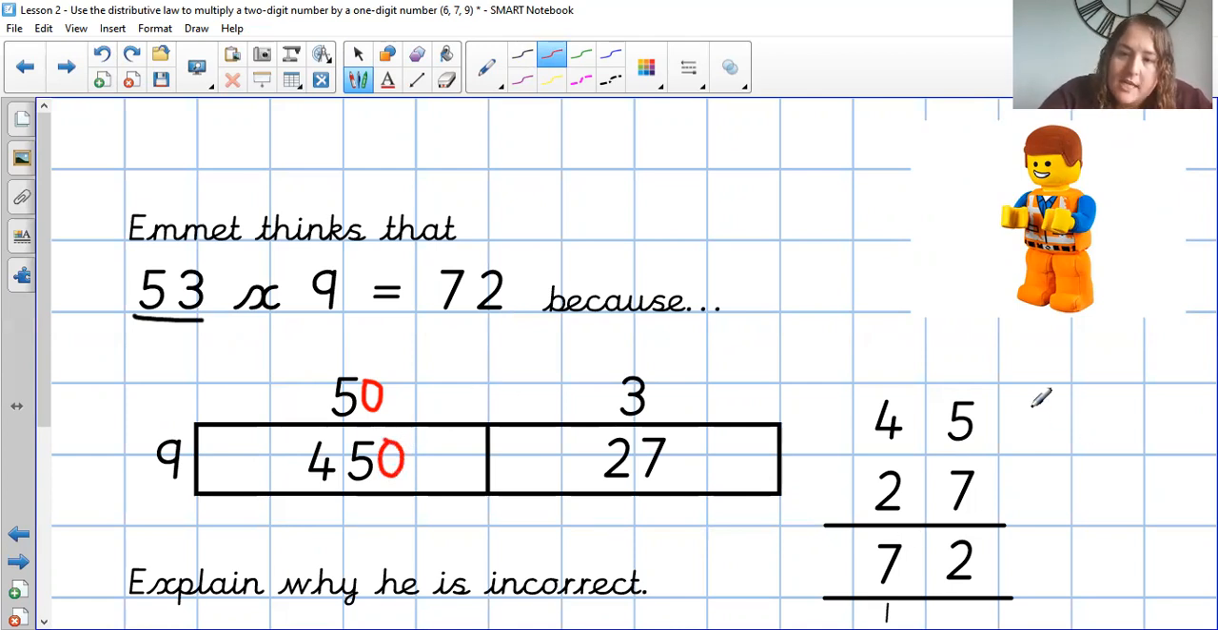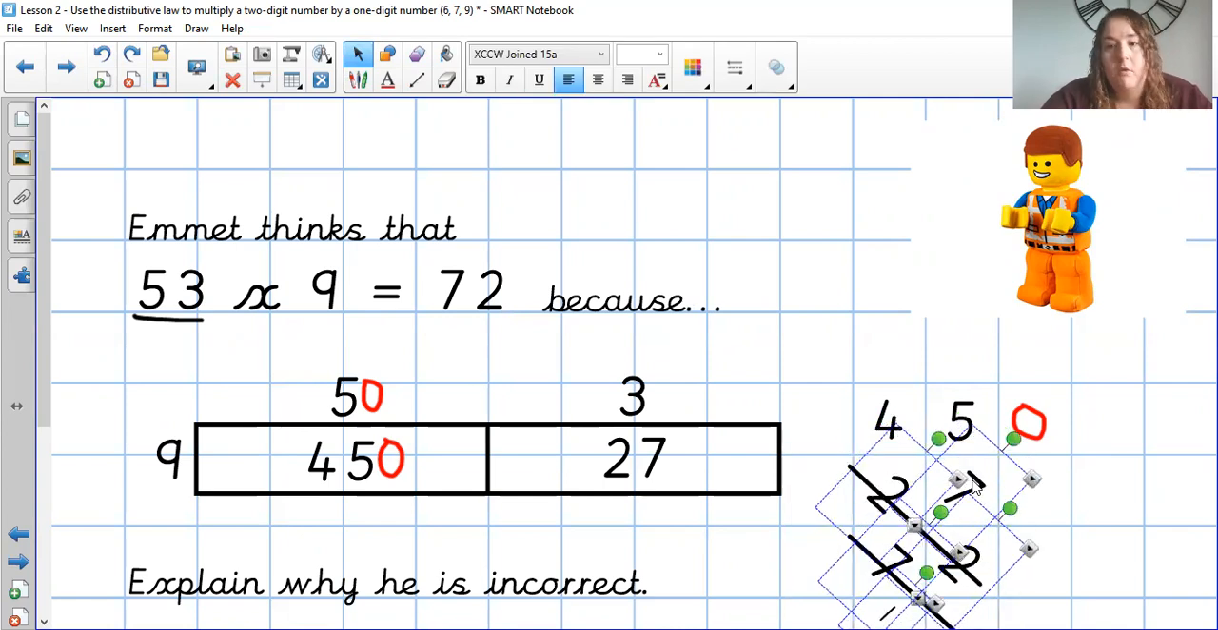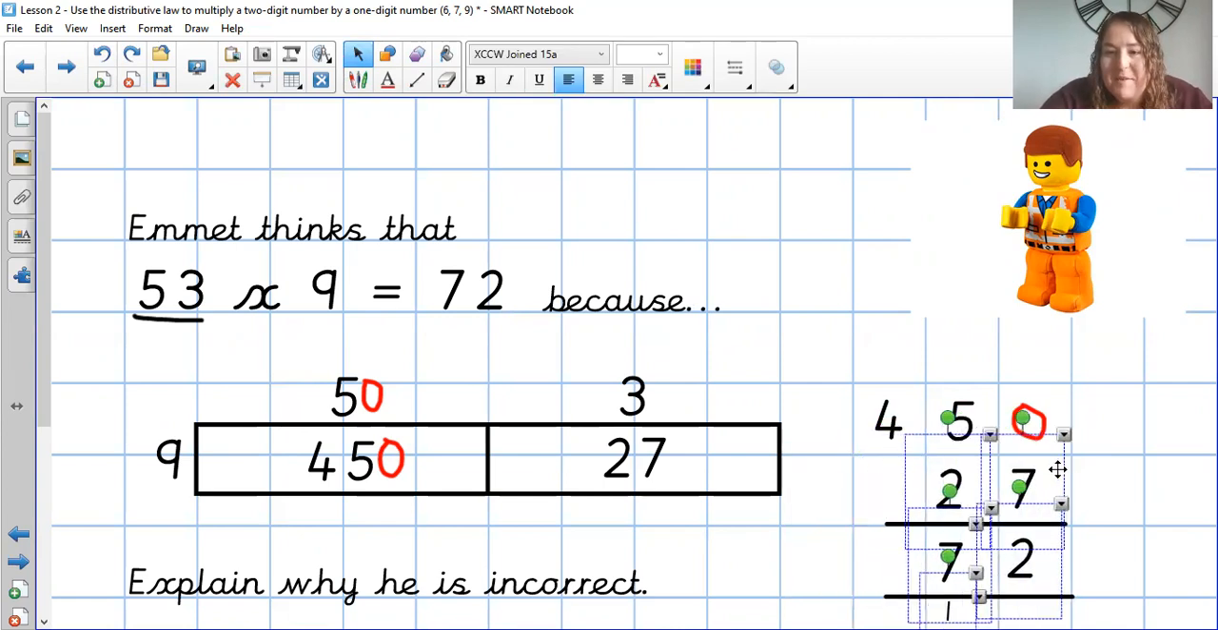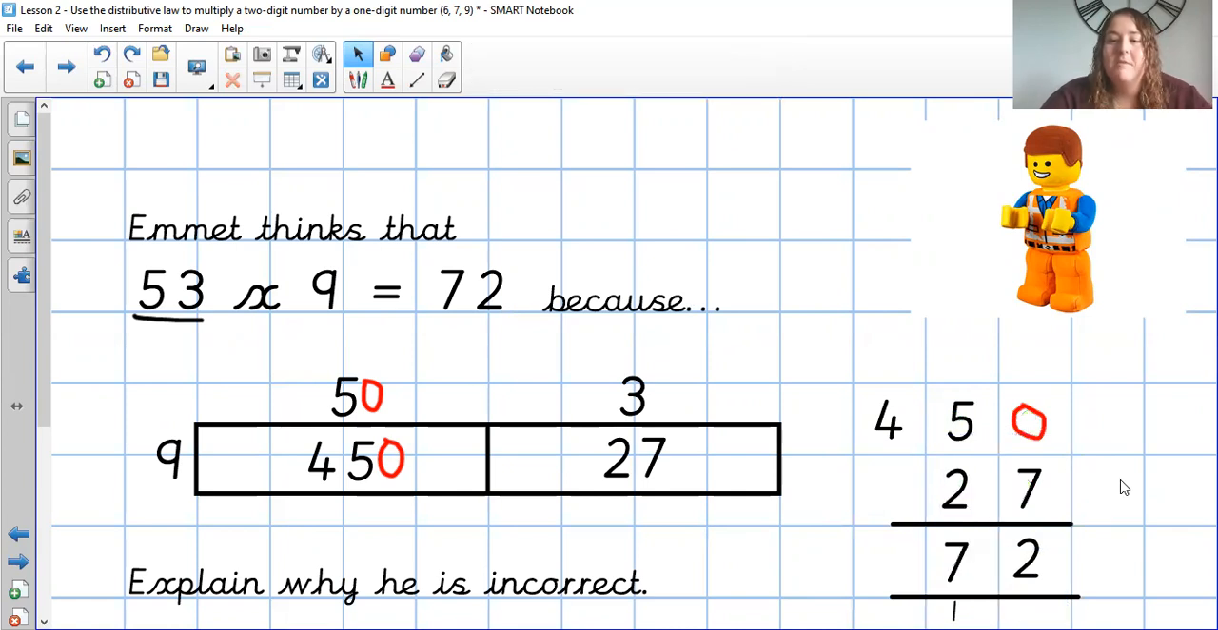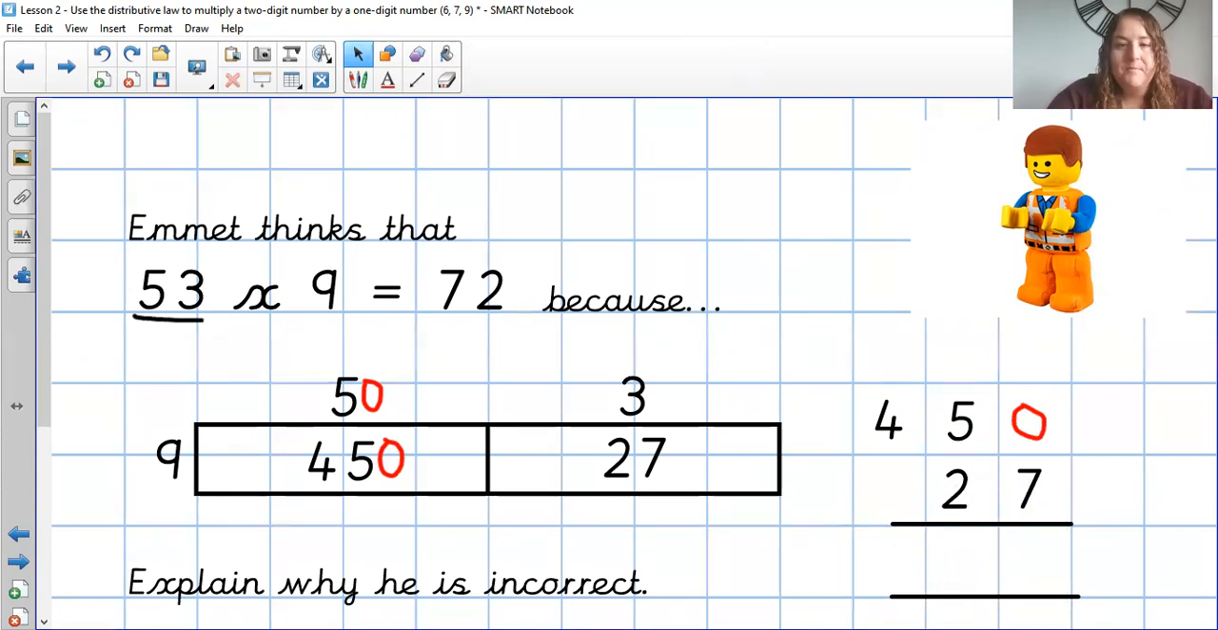But I can't even just add in the 0 here because all of my addition is then in the wrong place. So these would all have to, not slant like that, move over into the ones column, the tens column, and then we'd add them. So maybe you can work out the correct answer for him now.